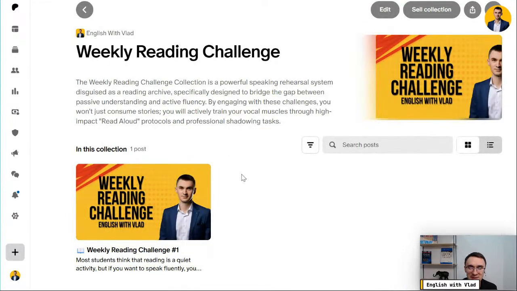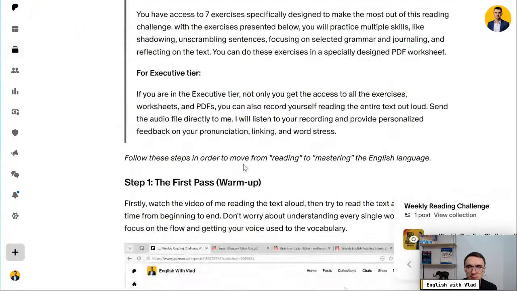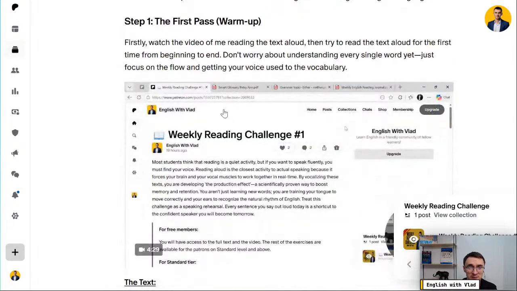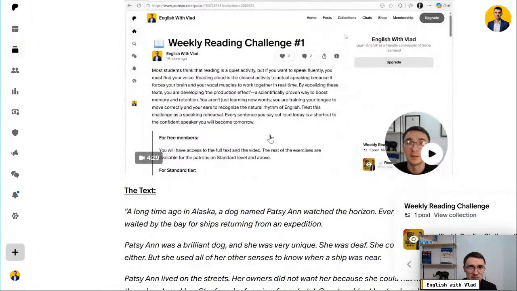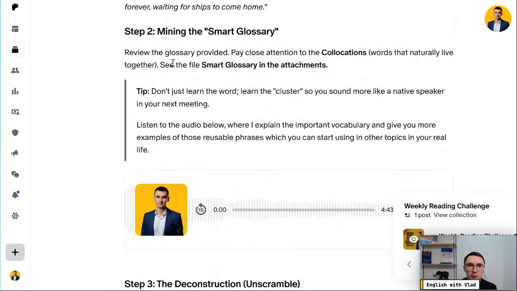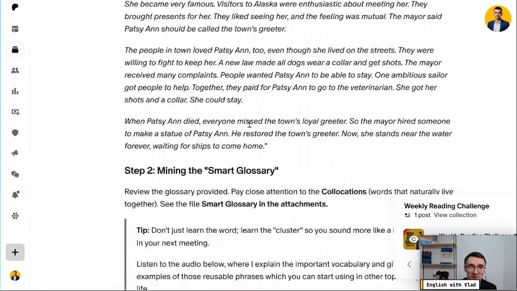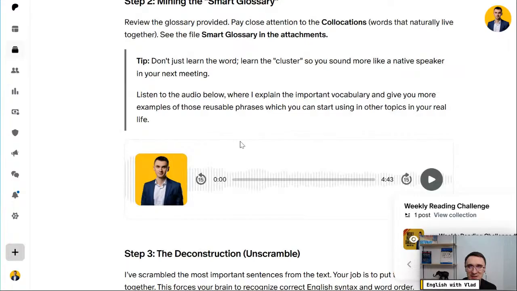Actually, here we take one text, and I record a video as well, reading that text to you. Here's the text, the full transcript, and then we mine a glossary. So we collect universal phrases and collocations from the text that you can then use in your life. And I record a short audio explaining all of the examples. Basically, I give you more examples and explain the meaning of words.